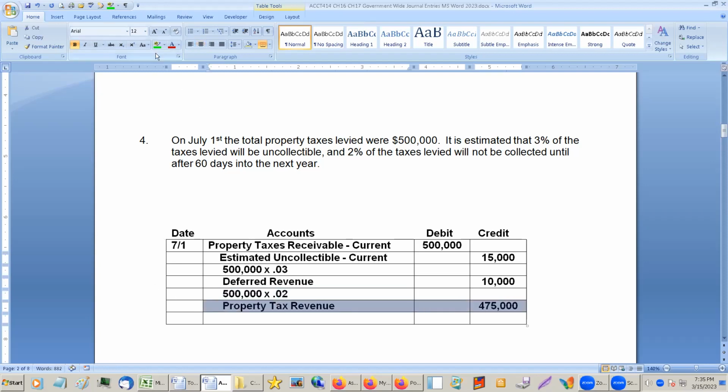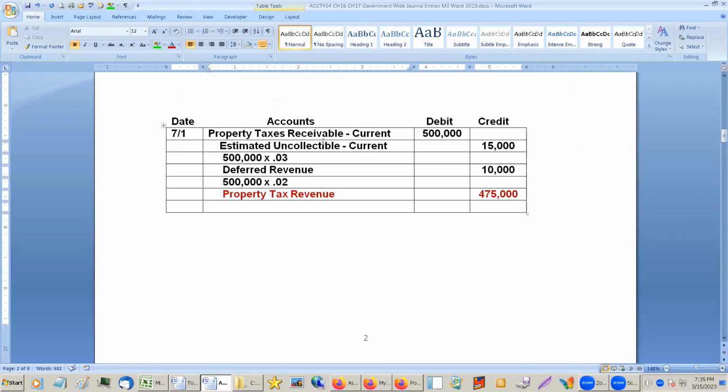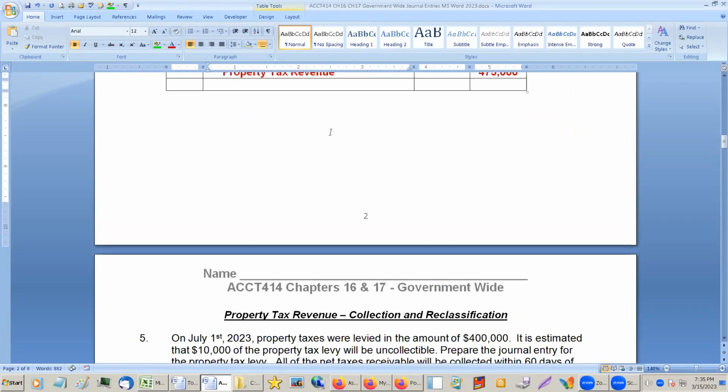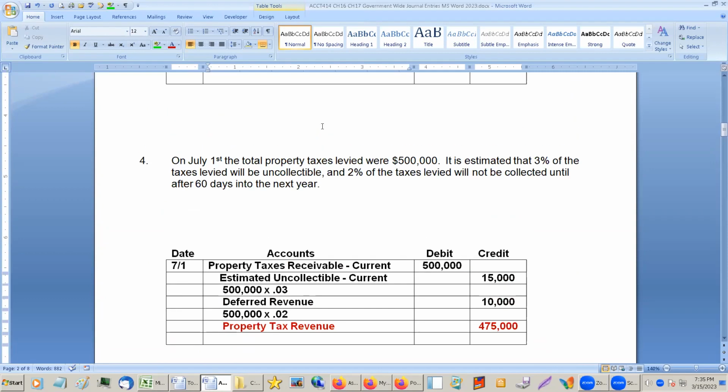All right, I think you should have got 475 for the property tax revenue. So you're going to have some that are just not collectible for whatever reason. People go bankrupt, people leave the country, people die, whatever it is. And then these deferred ones, you're still going to collect them, but not until the next year after 60 days. So the next year you'll pick up those as revenue. Okay, so revenues are kind of a little bit wacky in that it's when they're levied, not when they are earned, because they're never going to be earned.